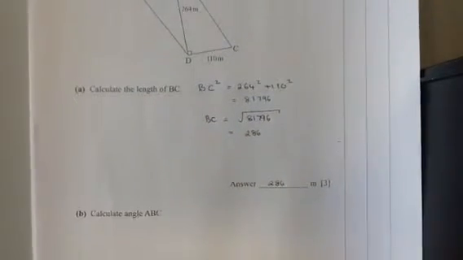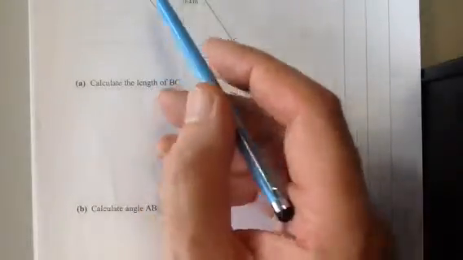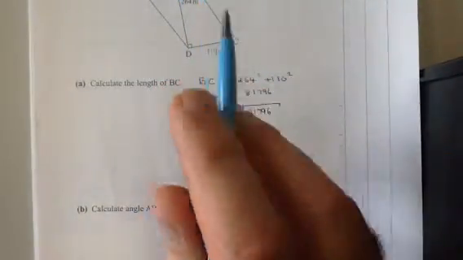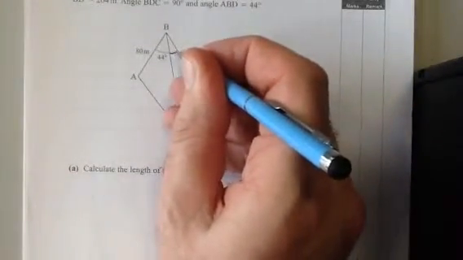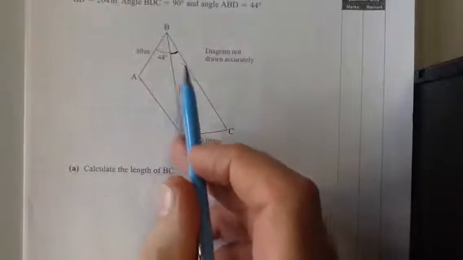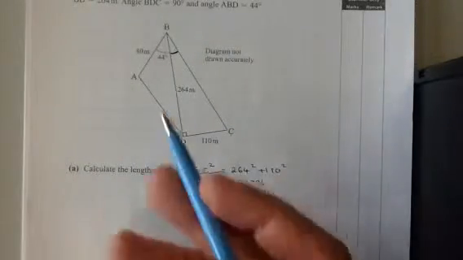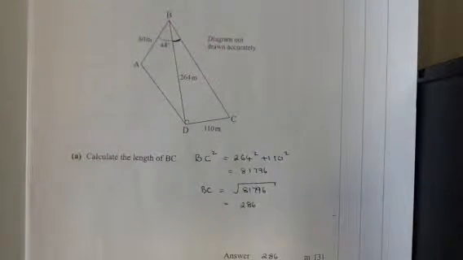Okay, the next part of the question asks us to calculate the angle ABC. Now you need to draw it out. A, B, C is this whole angle. So we know the first part of it is 44, so we're going to need to work out this angle. So again, as I said at the start, right angle triangle here, we're looking for an angle, so this time we're going to use trigonometry.